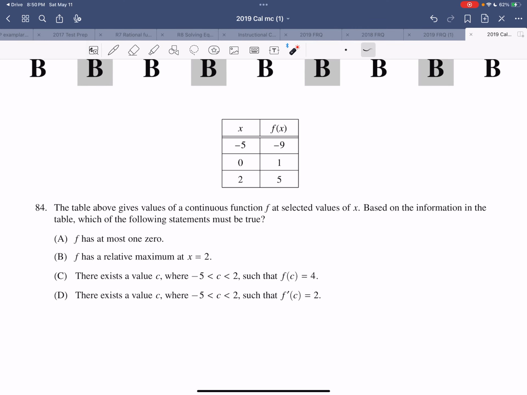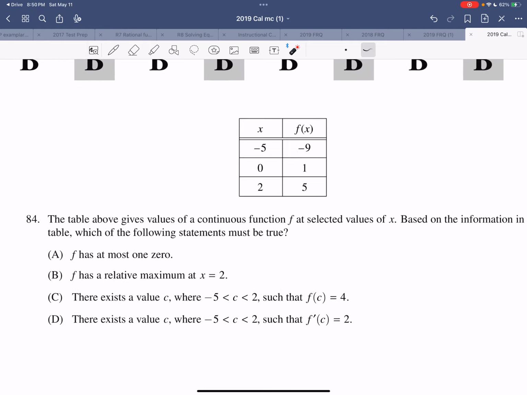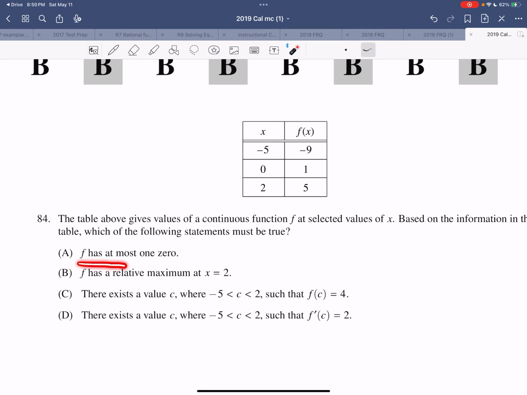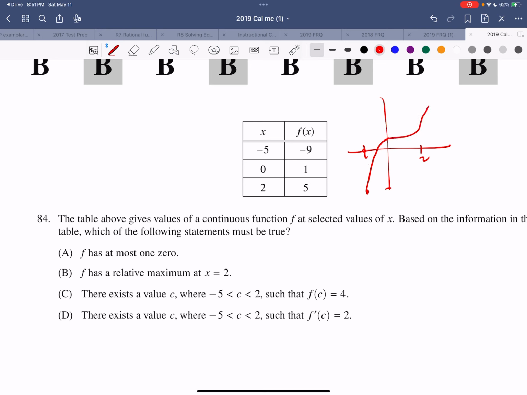Now, the question says the table above gives you values of the continuous function f at selected values. Which of the statements is true? They say it's a continuous function, right? So it's not broken, but it says f has at most 1 zero. I don't know what the graph looks like, but we start from -5 to 2. When x is -5, the y value is -9. When x is equal to 0, y is 1, so it's going to hit zero at least once. And when x equals 2, y is 5, so it can go like that.